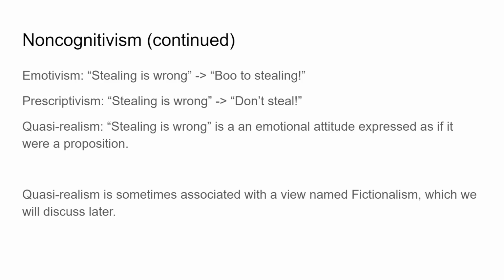So some forms of non-cognitivism would be emotivism, which says that statements like stealing is wrong mean boo to stealing, right? The expression of an emotion. Another example would be the prescriptivists, who would say stealing is wrong means don't steal, right? The command. And finally, we have the quasi-realists, who would say that the statement stealing is wrong is an emotional attitude that's expressed as if it were a proposition. And I know that sounds complicated, and it's not super important to understand exactly how that would work, but that is a non-cognitivist view. So quasi-realism is sometimes associated with a view named fictionalism, which we will discuss later.